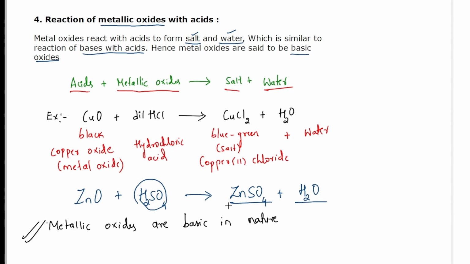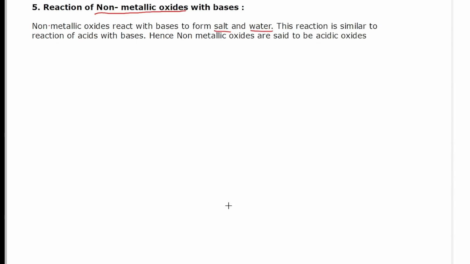Now, let us see whether the reaction between bases and non-metallic oxides is also a neutralization reaction. Let us check here. See here, non-metallic oxides react with bases to form salt and water. Again, we get salt and water during the reaction between non-metallic oxides and bases. And this reaction is also similar to that of the reaction between acids and bases. So we conclude that non-metallic oxides are acidic oxides. They are acidic in nature.